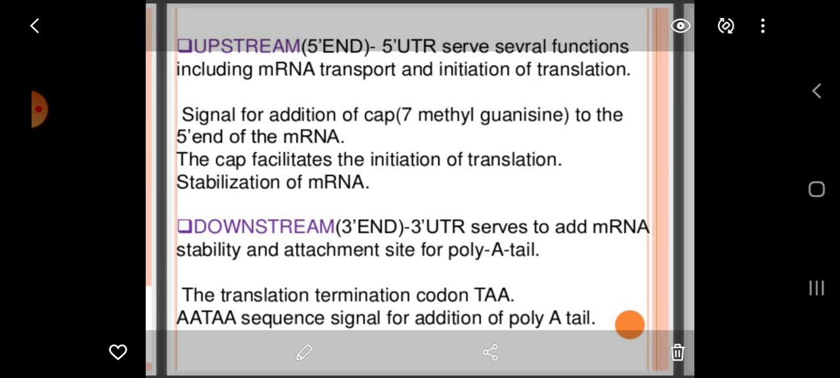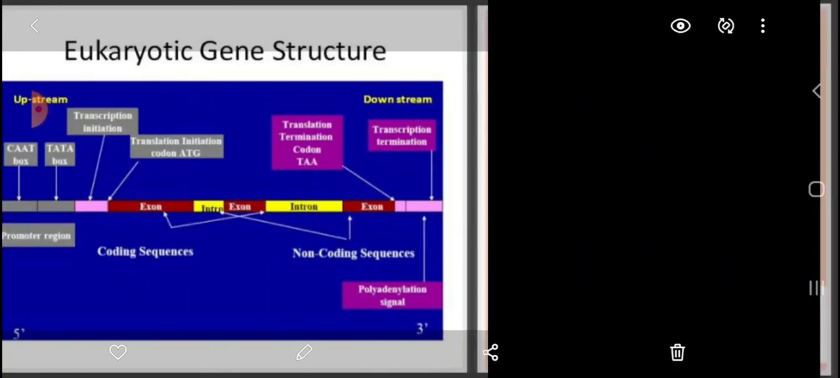Now we come to the downstream part, which is at the 3' end and has 3' UTR sites. This downstream part serves to add mRNA, makes the mRNA stable, and it is the attachment site for the polyadenosine or poly A tail. The translation termination codon is TAA. Now, the AATAA sequence signal for addition of a poly A tail is required.